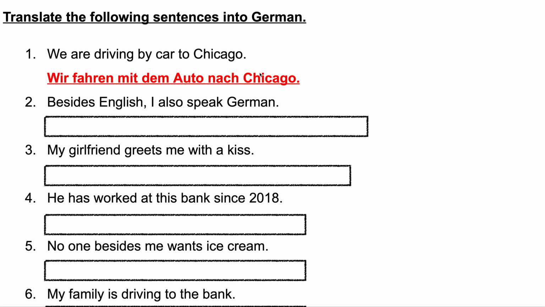Besides English, I also speak German. So in this case, we're going to use in addition to English. Besides in German, or in addition to, is außer. I started my sentence in English like that, so I started my sentence in German like that. You do not have to start your sentence with außer, but I did because it was easier for me. So, außer Englisch, and then we have to have our verb in second position, which is what should be next.